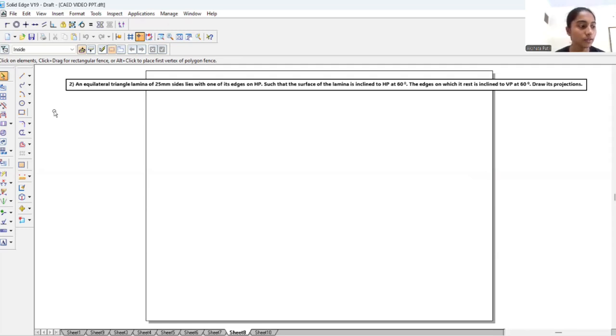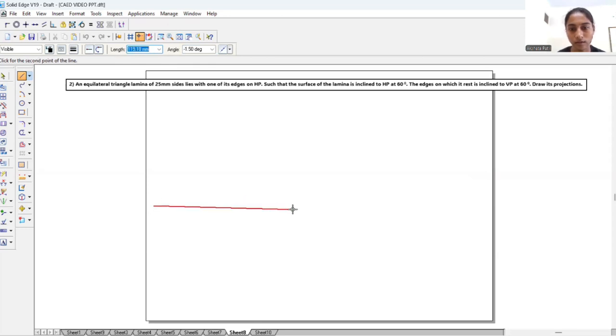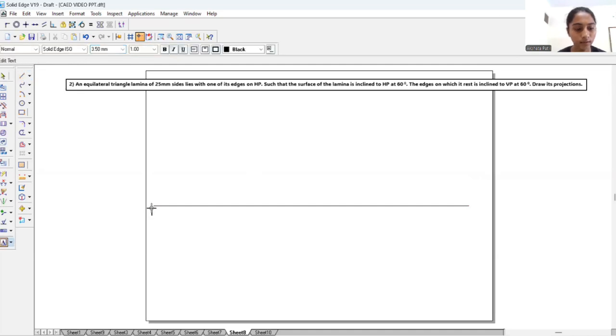Draw its projection. So first, here also we have to draw the XY line of thickness 0.35 mm. So we will take one XY line and give the names X and Y. We know that above the XY line there will be VP and below the XY line there will be HP.